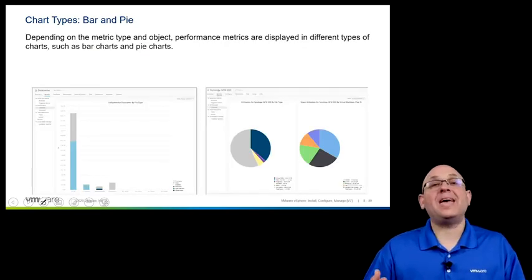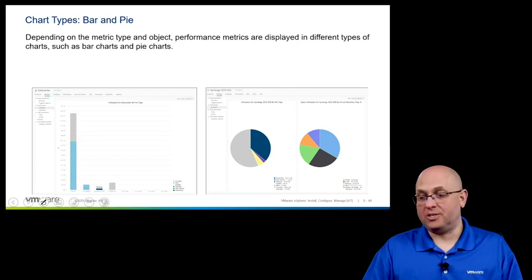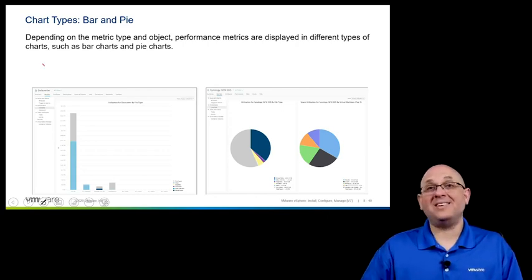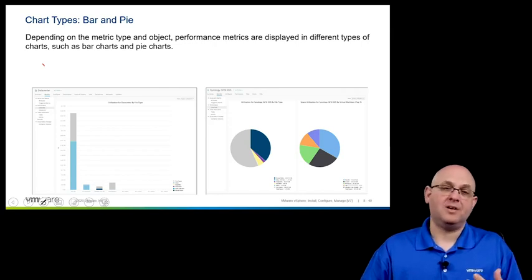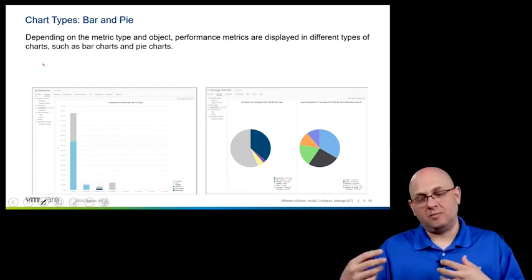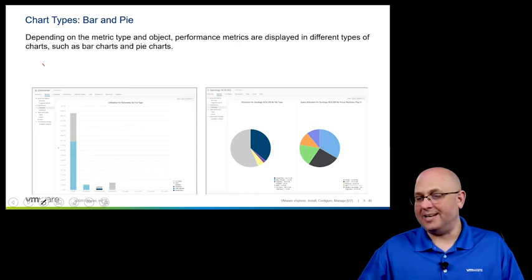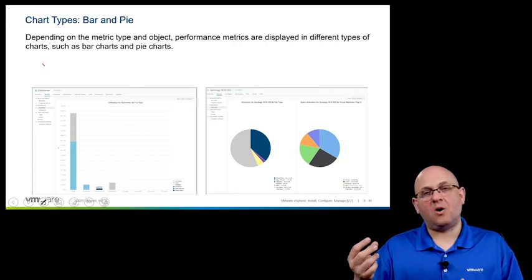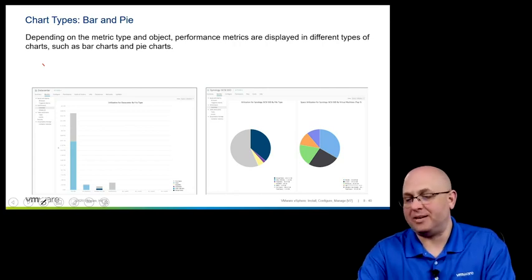The next thing that we can choose as we're building our own performance charts are the types of charts. Now, we have a number of different types of charts. We have line charts and bar charts and pie charts, for example. Now, line charts and pie charts are only relative to specific types of metrics.